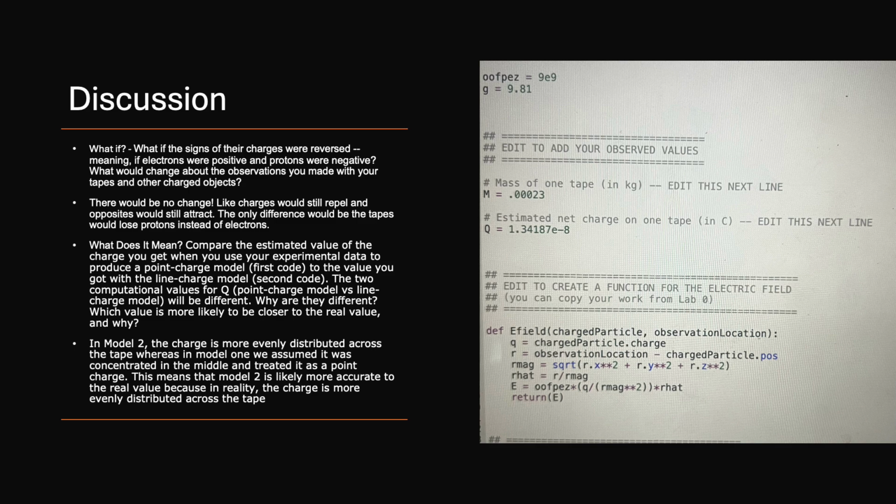So in Model 2, the charge is more evenly distributed across the tape, as we know, because it's the line charge. Whereas in Model 1, we assumed that it was concentrated in the middle, hence point charge. It's concentrated in the middle, so we used it as a point right in the middle of the tape. And to me, that means that Model 2 is likely going to be more accurate to the real value, because in reality, the charge is going to be more evenly distributed across the tape, whereas in Model 1, we assumed that it was just in one particular spot in the middle of the tape. So that's what I think, and thank you for watching.